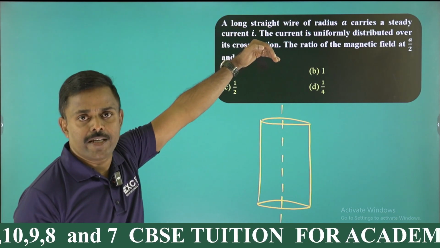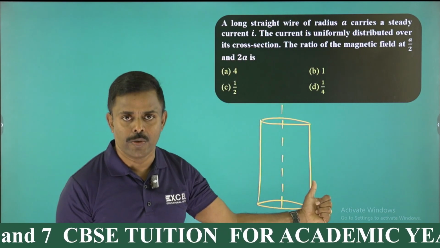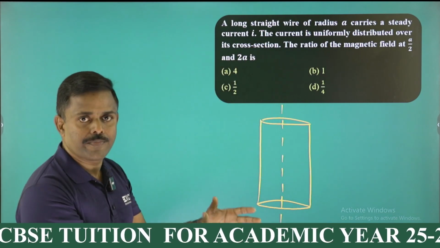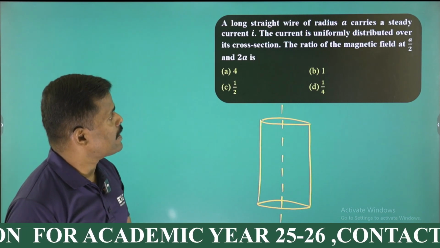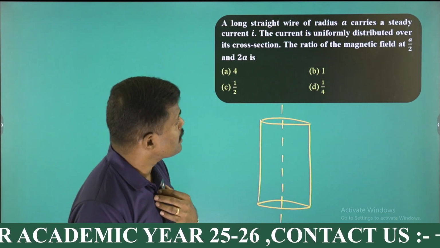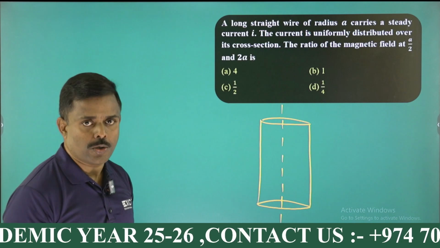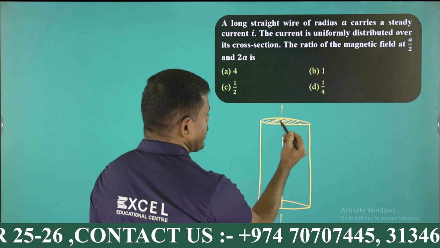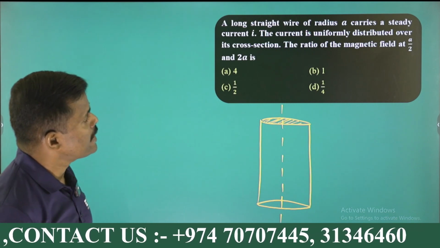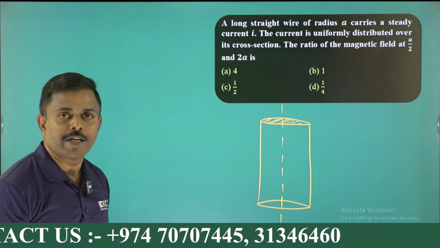This is a straight wire, but it's like an exaggerated view. It's like a solid cylinder. It has a radius of A. It carries a steady current I. The current is uniformly distributed over its cross section. The current passes through the entire cross-sectional area. Then the ratio of magnetic field at A by 2 and 2A.